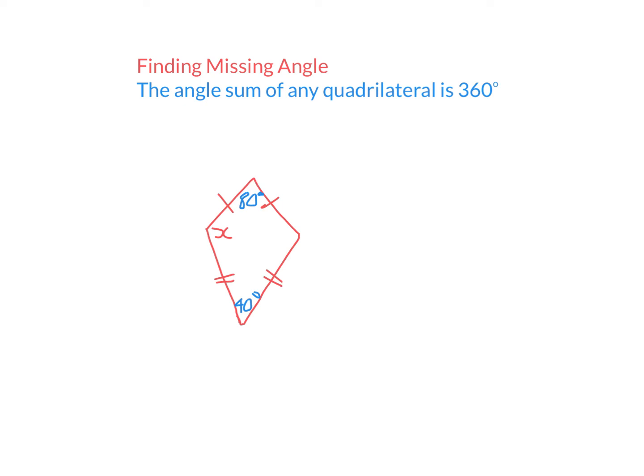We know that because this has two pairs of adjacent equal sides, this shape must be a kite. We also know that any kite has a pair of equal angles, where the unequal sides meet. So these two angles must be equal, and we need to know that to solve the question. Of course, 40 plus 80 is 120. So this angle and this angle must add to 240, because 240 plus 120 is 360.